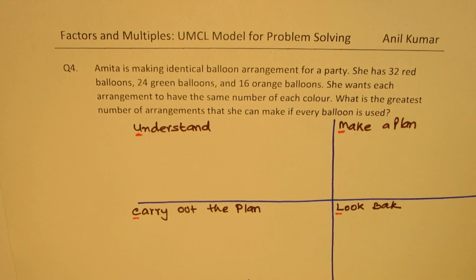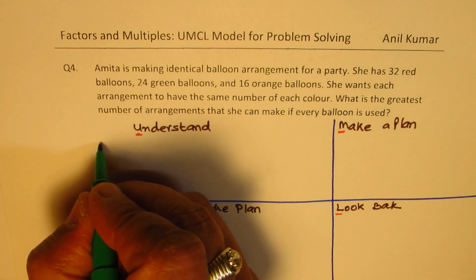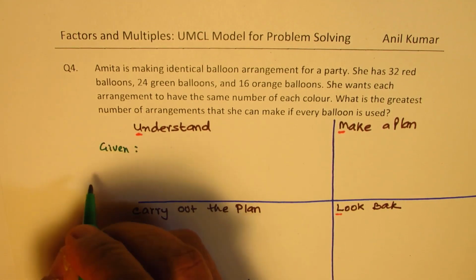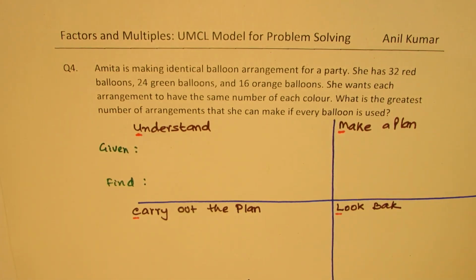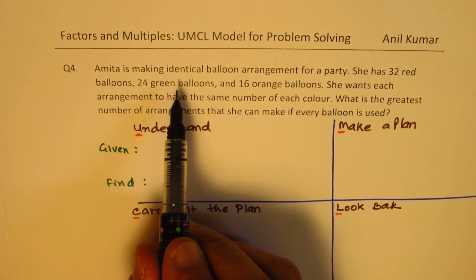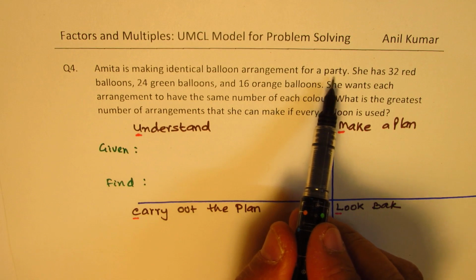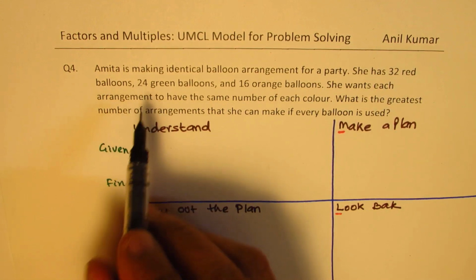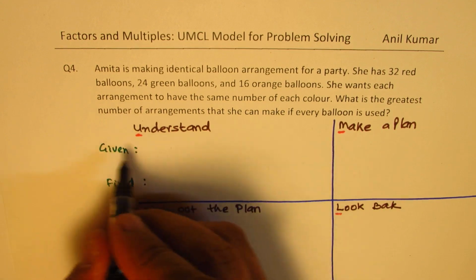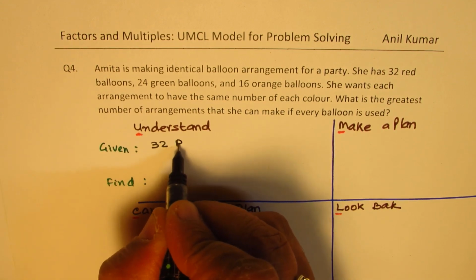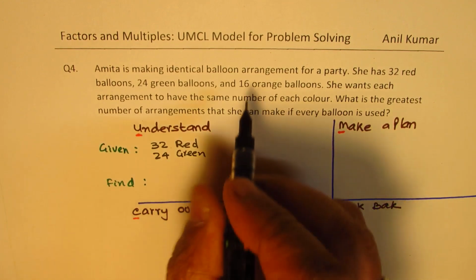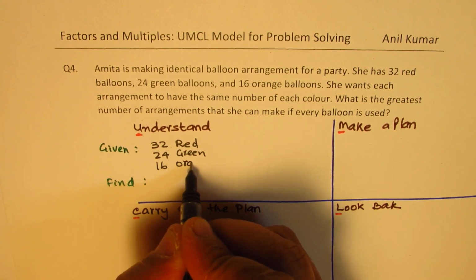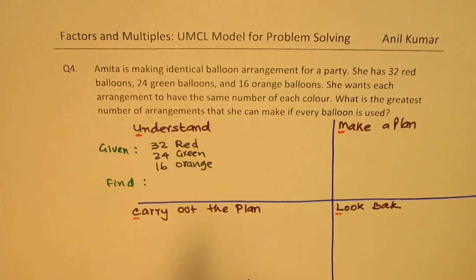And now let's try to understand the question itself. When we try to understand the question, we basically list 2 things: what is given to us and what do we need to find. These are the 2 things which we need to understand. Given, Amita is making identical balloon arrangements for a party. She has 32 red balloons, 24 green balloons, and 16 orange balloons. So she has 32 red, 24 green, and 16 orange. So these are the colors of balloons.